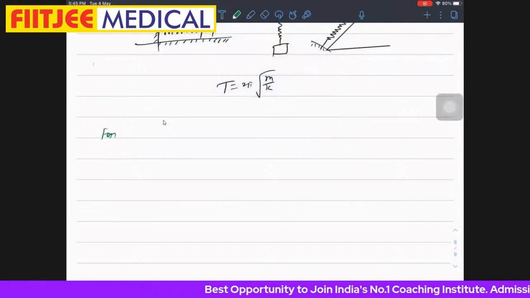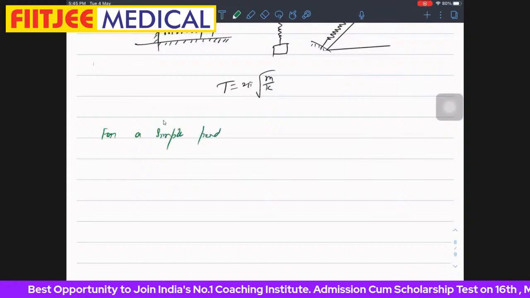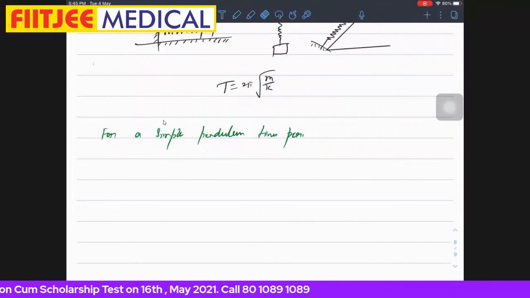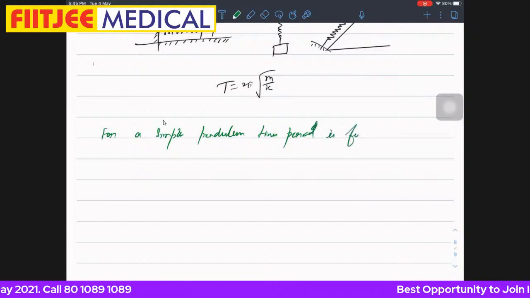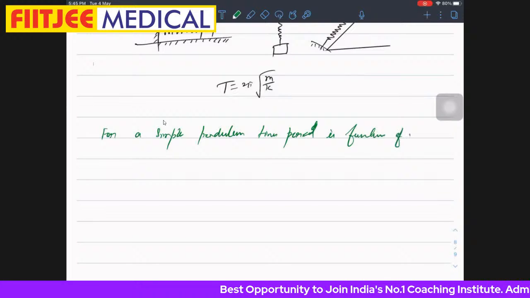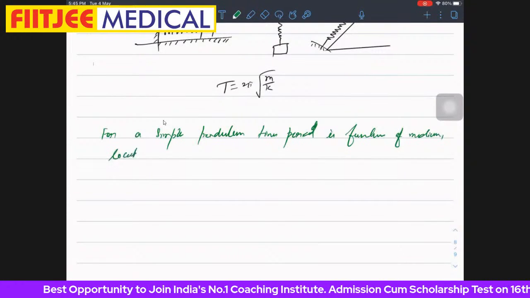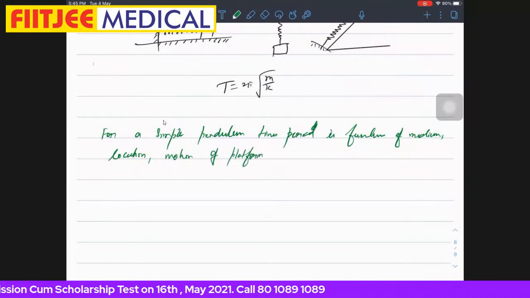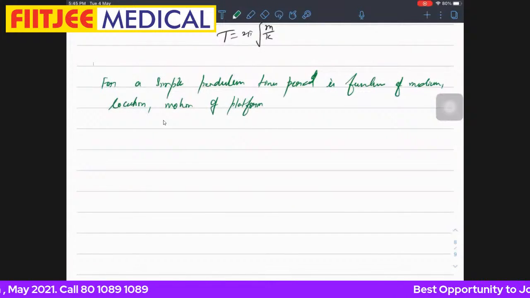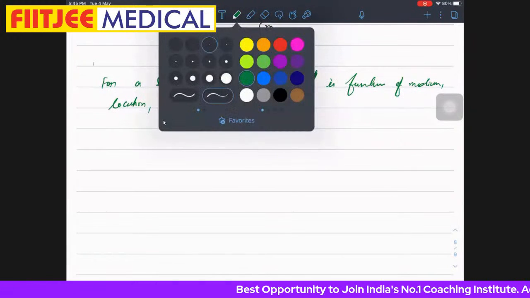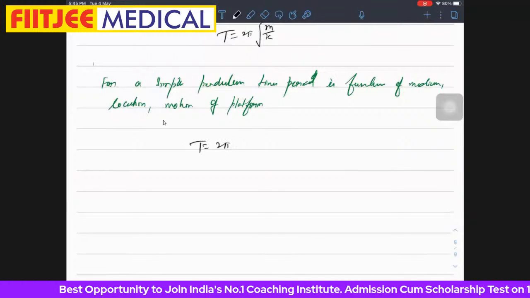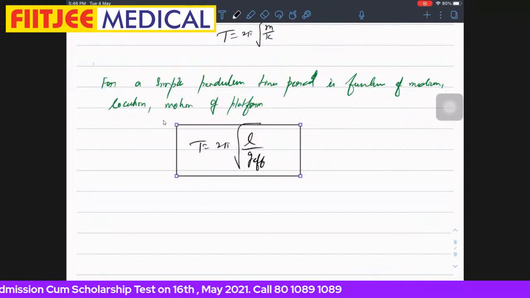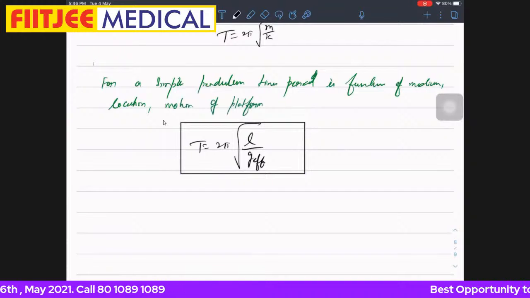For a simple pendulum, time period is a function of medium, location, motion of the platform, all the external factors, whatever may exert some external force, that may lead to a change in the time period of the simple pendulum. So how can all these factors be defined in one form? If you want to write in one form how the time period will vary, it is L by g effective, whatever the net effective gravity, or net effective acceleration, that will give the time period.